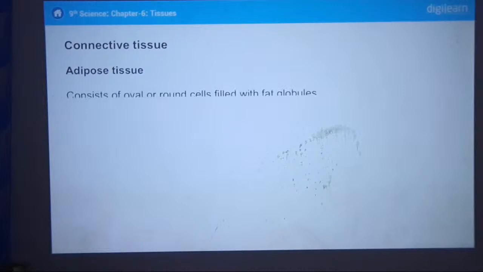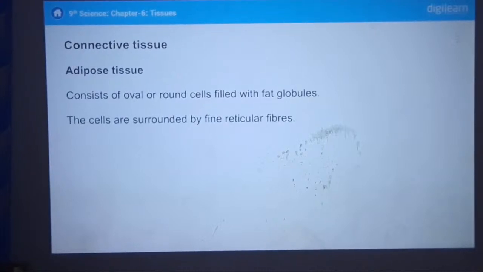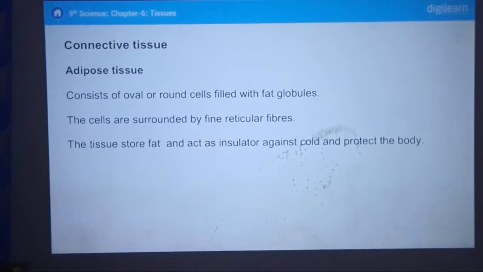Adipose tissue consists of oval or round cells filled with fat globules. The cells are surrounded by fine reticular fibers. The tissue stores fat and acts as an insulator against cold and protects the body.